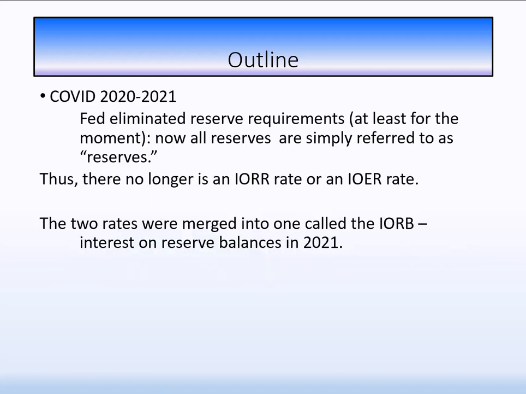Next, we'll learn about several changes the Fed made during COVID. In particular, the Fed eliminated reserve requirements in 2021. That's right, they eliminated reserve requirements in 2021. And as a result, interest on required reserves and interest on excess reserves no longer apply because it doesn't make sense. Instead, there's now just one interest rate on reserves called the IORB, Interest on Reserve Balances.